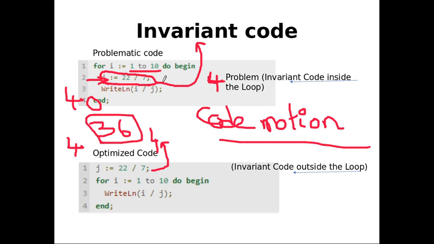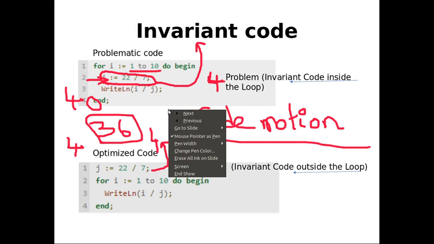Okay, it is an invariant code. Best example. What is the meaning of invariant code? A statement or a code within the loop having the same value at each and every iteration. Now observe, j equal 22 by 7. The statement always has the same value. So that's why the j equal to 22 by 7 statement or code instructions are called invariant code or invariant statements.